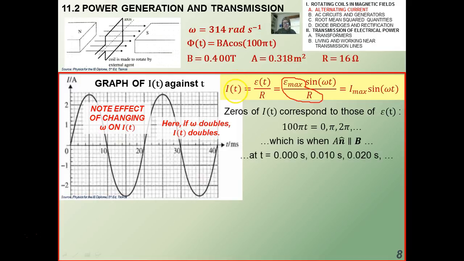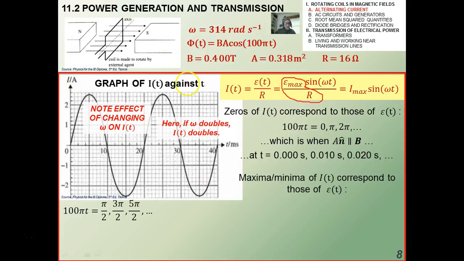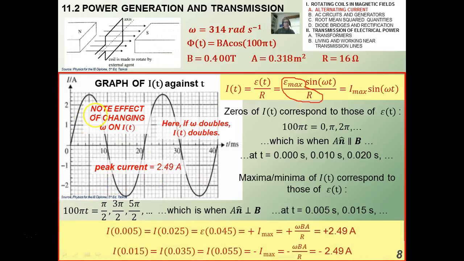And why is that? Because I of t is just exactly V of t, only divided by a constant, or multiplied by 1 over R, which is a constant. So all that happens is that we get different values on the y-axis. That's all it is. The maxima and minima correspond to those of epsilon of t. Everything's the same. I want you to notice that the peak current here is 2.49 amps. Let me show you how that is. Well, that's just I max, and I max is V max or epsilon max over R, which is omega BA over R, which is just 2.5 amps, positive and negative.